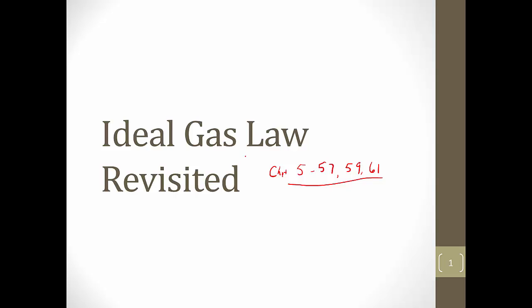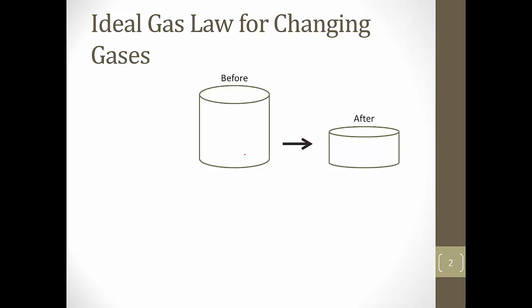All right, well, let's get started. So we're going to be talking about how the ideal gas law relates to gases when we make a change in the gases. So far, our equation, PV equals nRT, basically allows us to calculate any one of these four things if we know three of them.